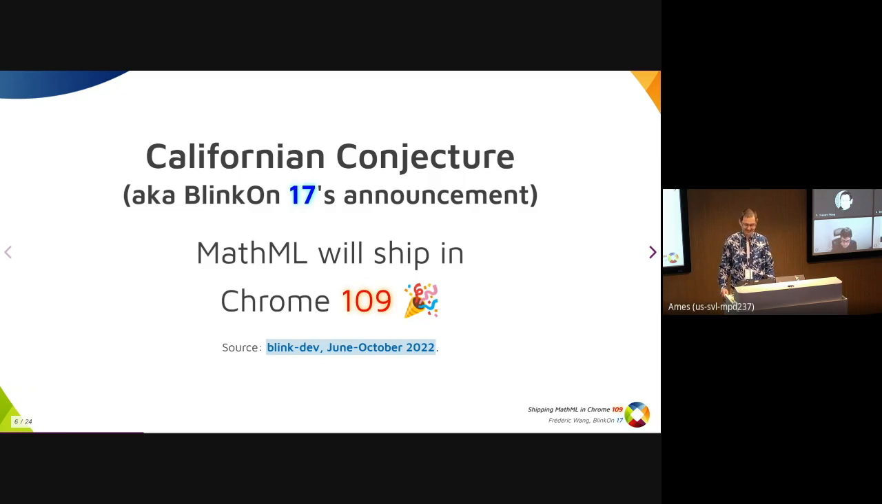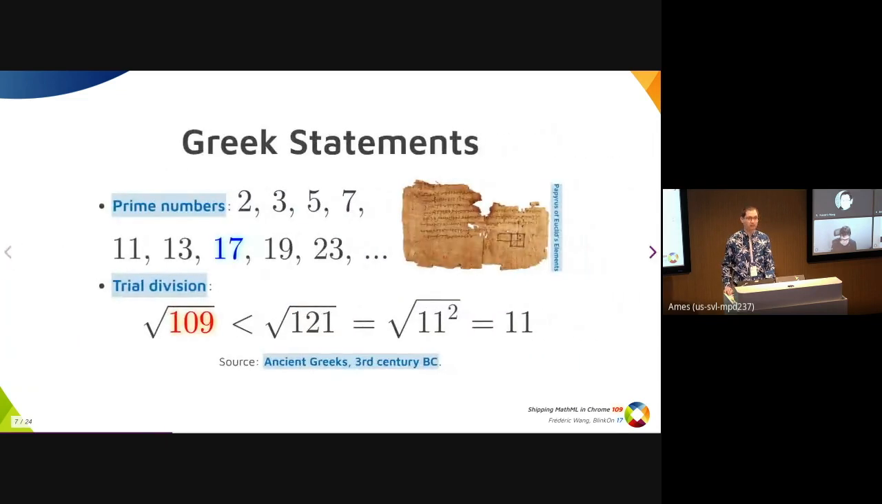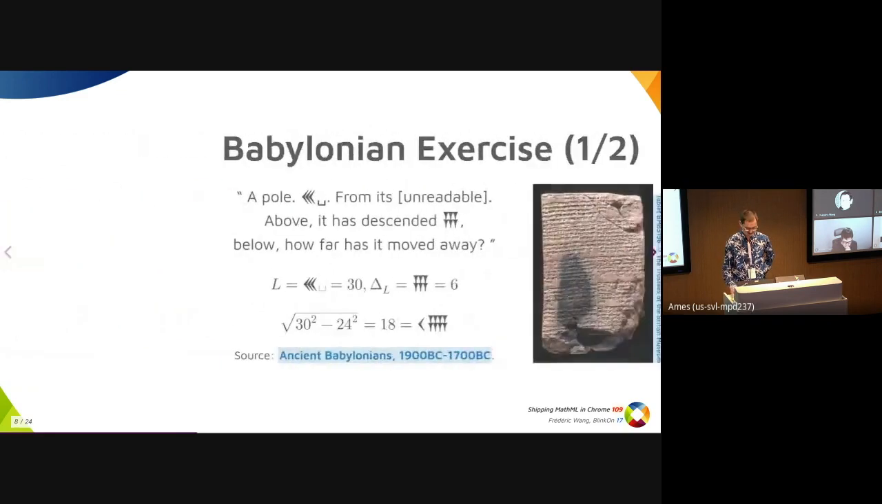So the status is that we got approval from API owners. The flag is already turned on in Canary, so you can already experiment with it. And if everything goes as expected, we'll get native MathML support in Chrome next January. As a quick digression, you can use the ancient grid to verify that BlinkOn 17 and Chrome 109 are actually using prime numbers, which I think is an interesting property.